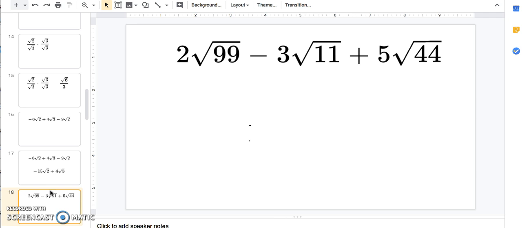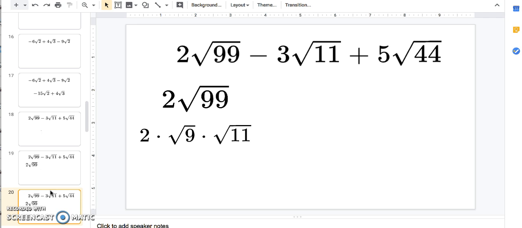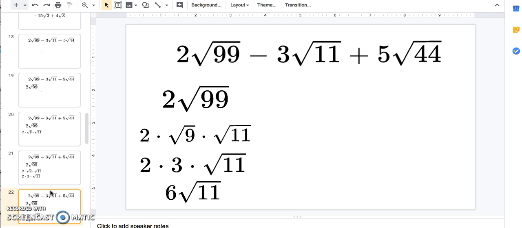Number 14. Let's see what we can simplify first. I can simplify the first one. So 2 radical 99. The largest perfect square factor of 99 is 9. 9 times 11 is 99. The square root of 9 is 3. 2 times 3 would be 6. So my answer would be 6 radical 11 for simplifying that.